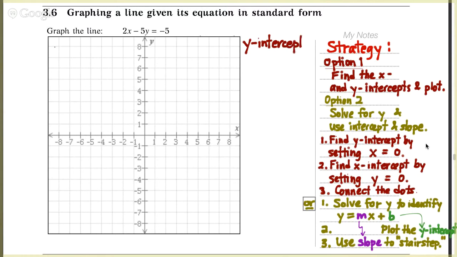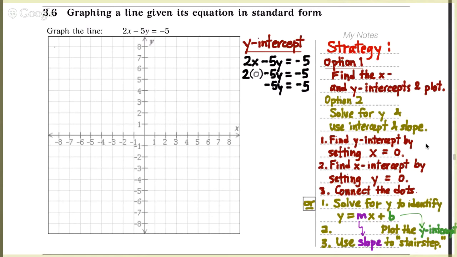For option 1, let's first start by finding the y-intercept of this line. And again, to find the y-intercept of any equation, all we have to do is set the x value equal to 0. So in place of the x, I'm going to put a 0, simplify, and I end up on the left-hand side with negative 5y. On the right-hand side, I still have negative 5. And if I solve this equation for y, I'm going to get the y-coordinate of the y-intercept of this equation.